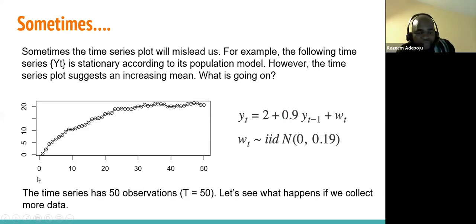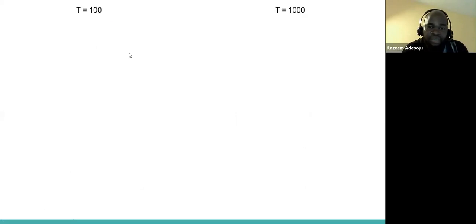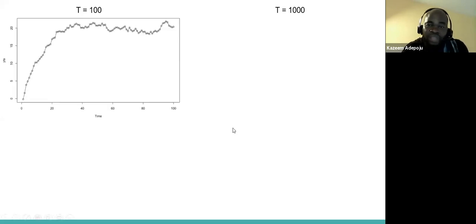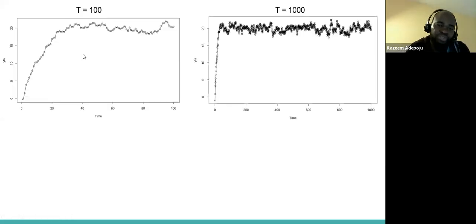Now, if we have 50 observations, let's see what happens if we collect more than 50 observations. When we collect 100 observations, we're going to see what happens. And when we collect 1,000 observations, we're going to see what happens. For 100 observations, you can see this thing started going up and started coming down.